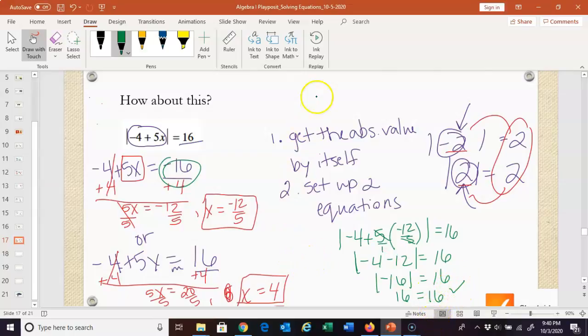Let's try 4. Oh my goodness, where am I going to put this? Let's put it here. Okay, so the absolute value of, and we're going to plug in 4 for x.